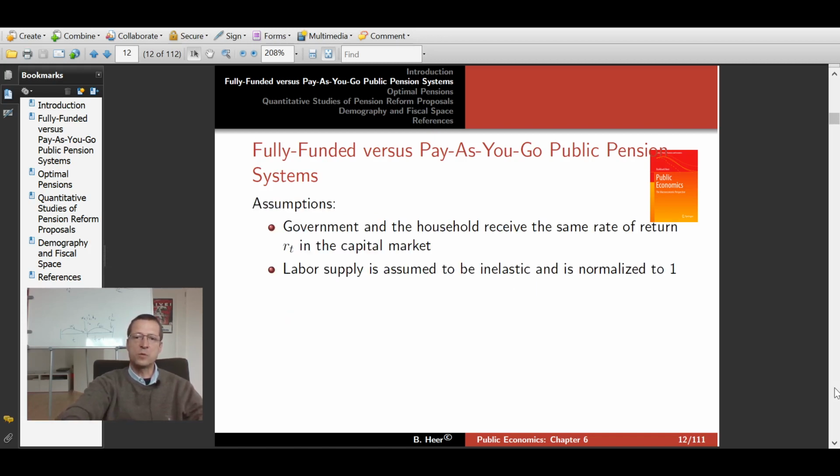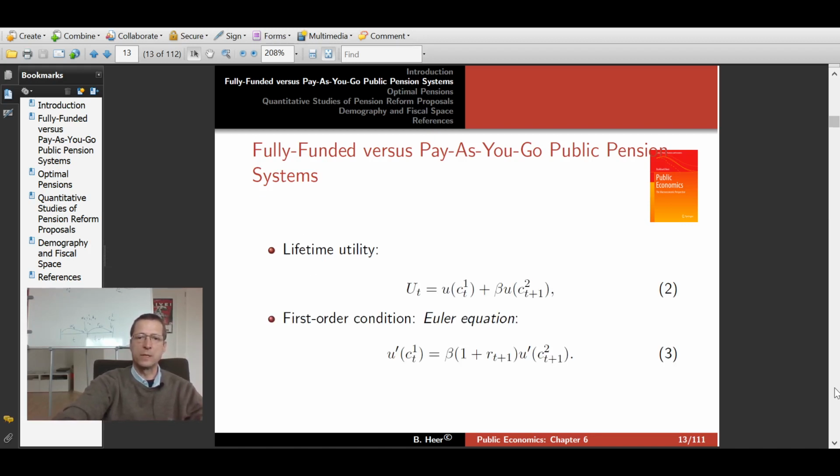So this assumption here that government and the household receive the same rate of return in the capital market does not always apply, especially if we look at debtors. So keep this in mind, and we will discuss this in the following.